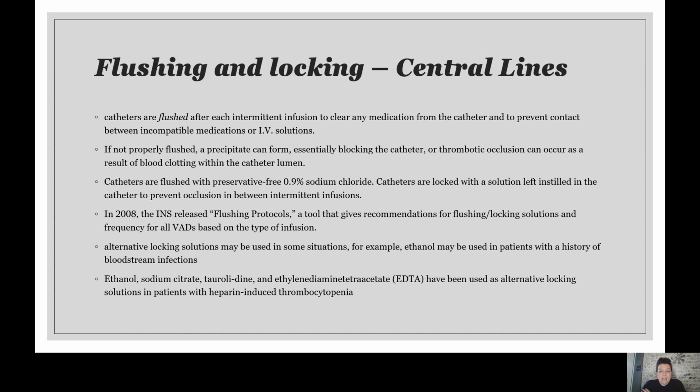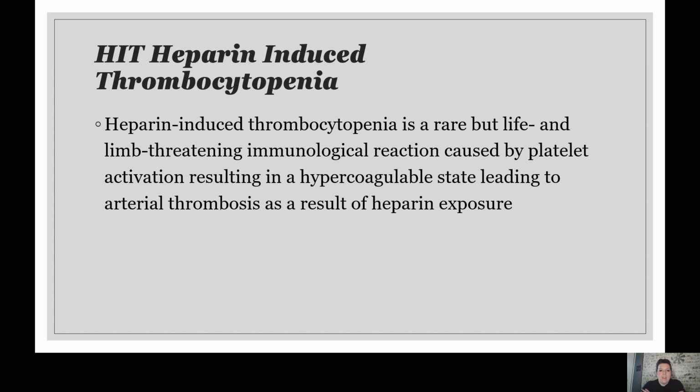And for flushing and locking central lines, catheters are flushed after each infusion to clear any medication. If they're not properly flushed, then precipitate can form, and that will block the catheter. Catheters are flushed with sodium chloride, often followed by a flush and lock with heparin if it's not contraindicated in your patient. And so that'll be per your facility protocol.